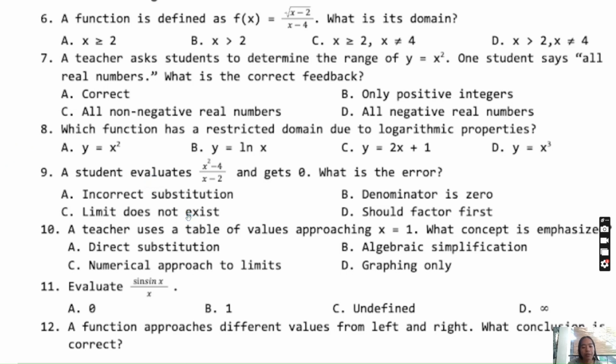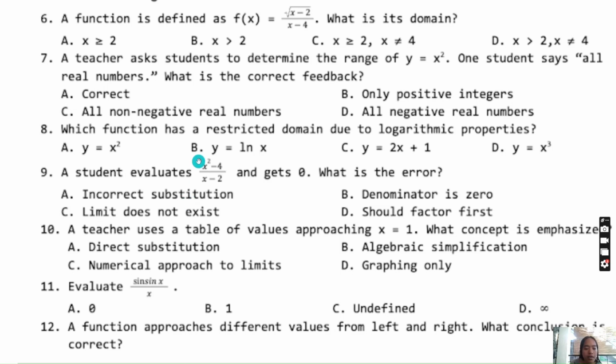So we are now in number 9. The question goes, a student evaluates x squared minus 4 over x minus 2 at x is equal to 2 and gets 0. What is the error? The correct answer is letter D, should factor first. I'll explain that because substituting directly gives 0 over 0, which is undefined.